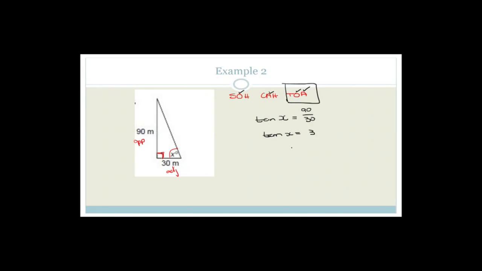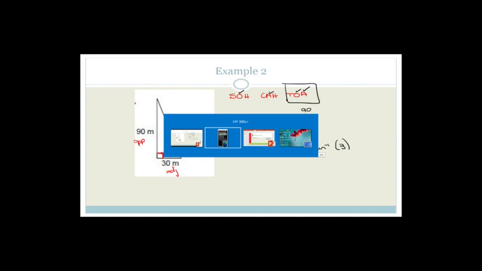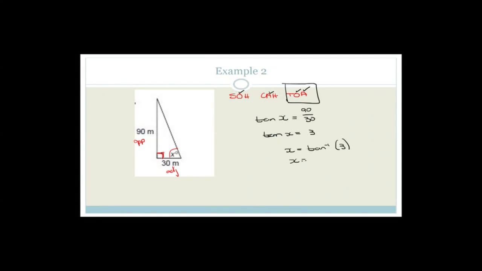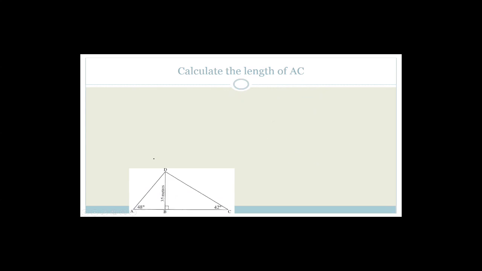So now to get x, we're gonna go x is equal to second function of 3, okay? If you look on your calculator, there should be a little shift above the tan, there'll be a tan to the minus 1. That's actually arctan, it stands for arctan. What you're gonna do is shift tan 3, close bracket, equals. So it becomes 71.57. So x equals 71.57 degrees. Okay, so that's how we would use this in a triangle.